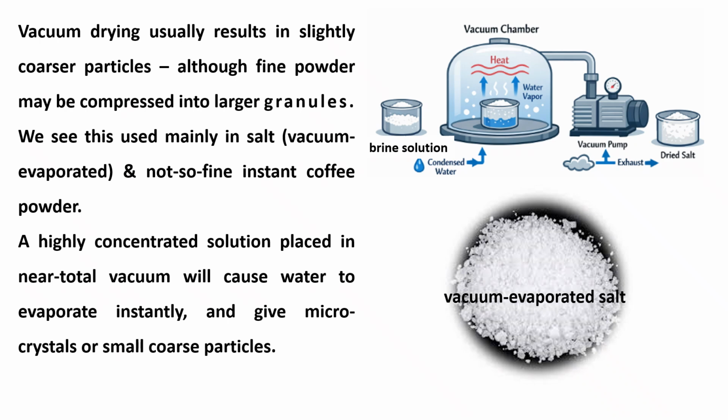It is sometimes written as vacuum evaporated. That is the same as saying vacuum drying. Vacuum drying and vacuum evaporated are synonymous, and vacuum drying will give you not so fine instant coffee powder. If coffee powder is made by vacuum drying, then you won't get a very fine powder. You'll get slightly coarser, slightly granular, small granules.